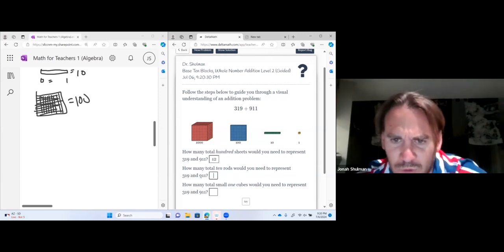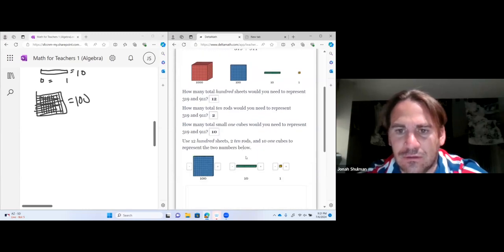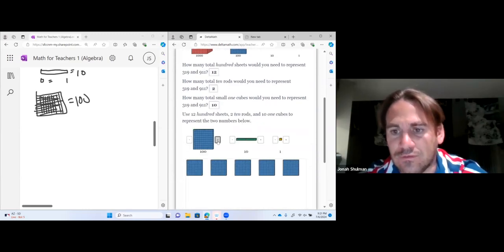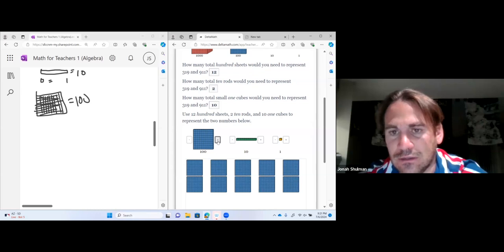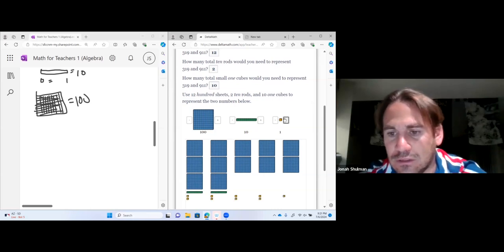How many 10 rods do we need? Well, that's 1 and 1. So that's 2. And how many small ones do we need? That's 9 and 1. That's 10. We did it. All right, so how many hundreds do we need? 12. 1, 2, 3, 4, 5, 6, 7, 8, 9, 10, 11, 12. How many 10 blocks do we need? 2. And how many 1 blocks? 1, 2, 3, 5, 6, 7, 8, 10.